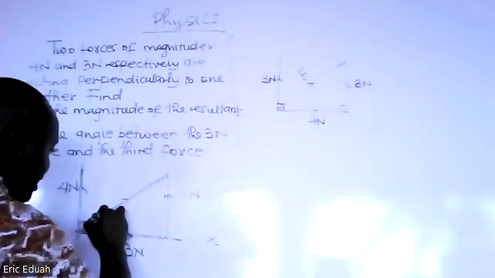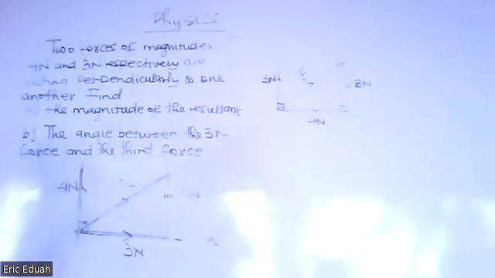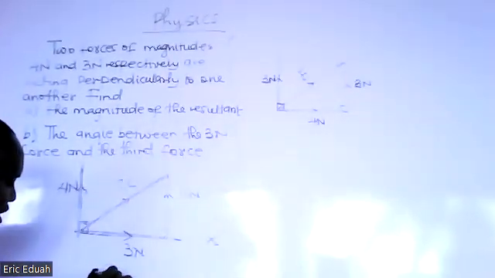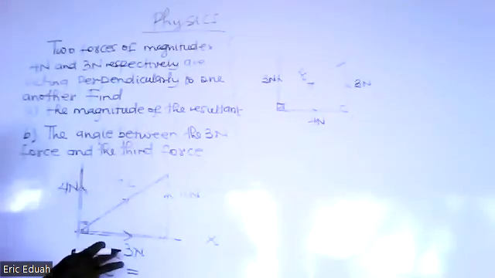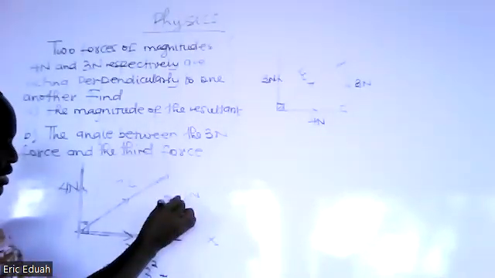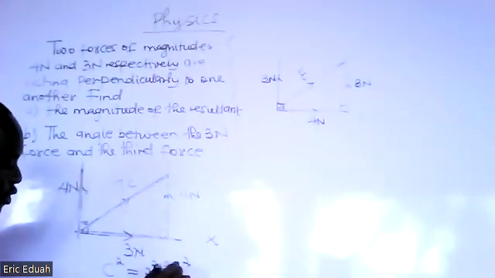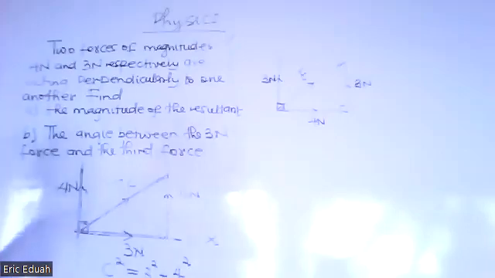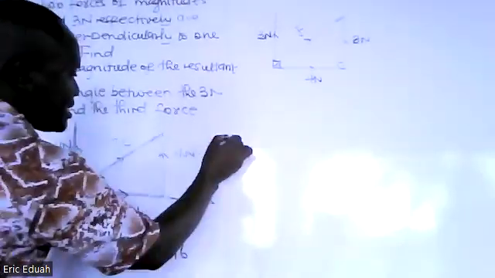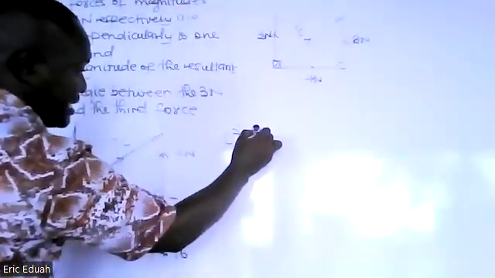Then if we square the unknown, let's represent the unknown by the letter C. If we square the unknown, C squared, it should be equal to the sum of the squares of the other two sides. So 3 squared plus 4 squared. 3 squared is 9, 4 squared is 16. So it implies that C squared will be equal to 9 plus 16, which is 25.